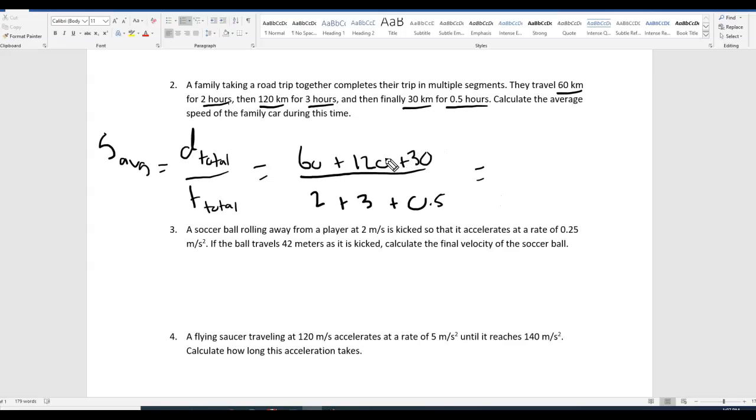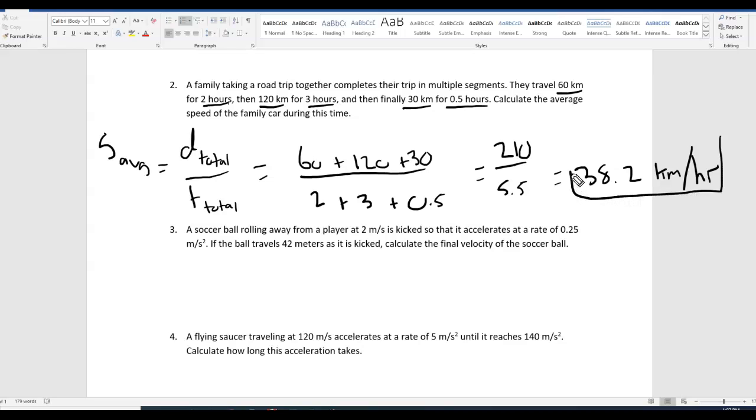Now, if you look at what I'm dividing, this is kilometers on the top and this is hours on the bottom. And so my final answer is going to be in kilometers per hour. So I'm going to do 60 plus 120 plus 30. That gives me 210. And then on the bottom, 2 plus 3 plus 0.5 is 5.5. And if you divide, you should get the correct answer. I'm going to round to one decimal place, 38.2, and that's kilometers per hour.